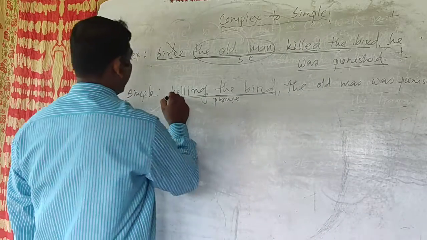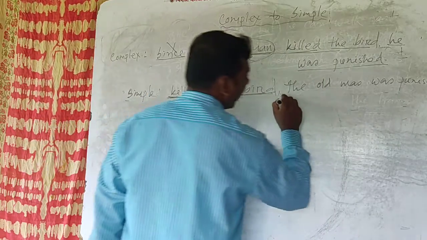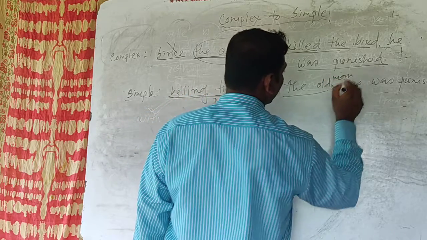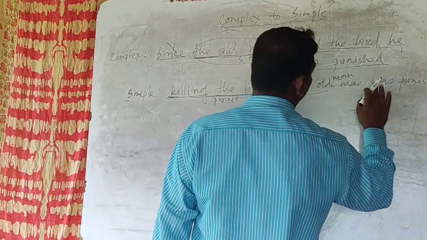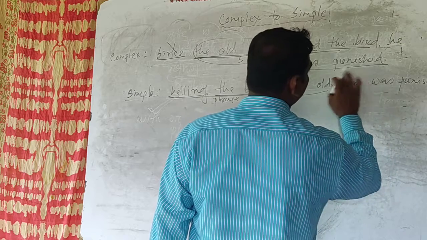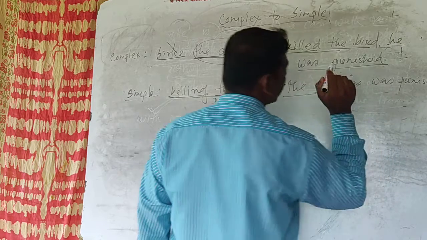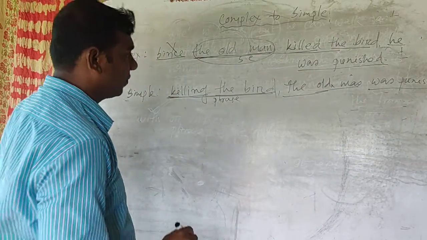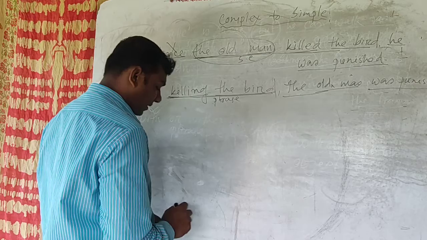Here students, killing the bird is a phrase. The old man is a subject. Was punished is a verb. So it's a simple sentence.